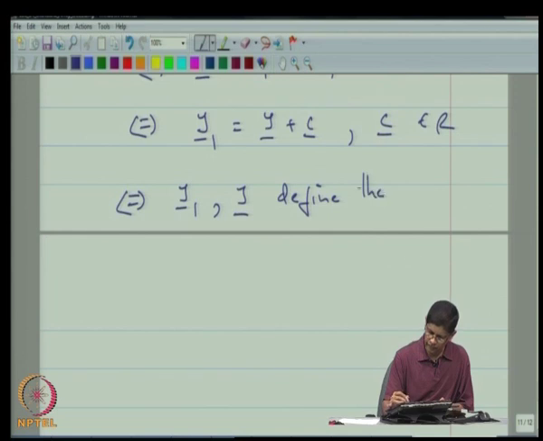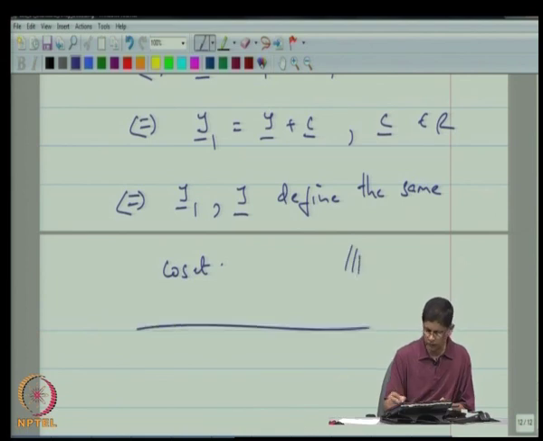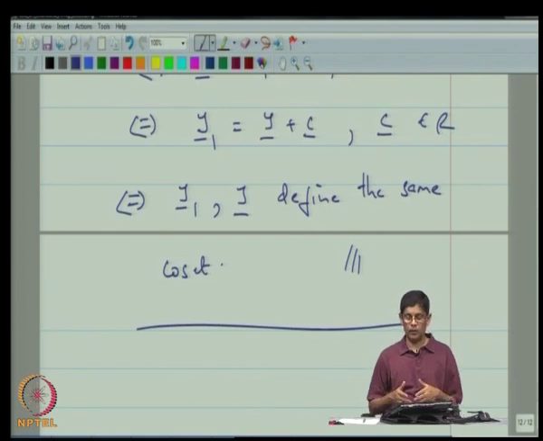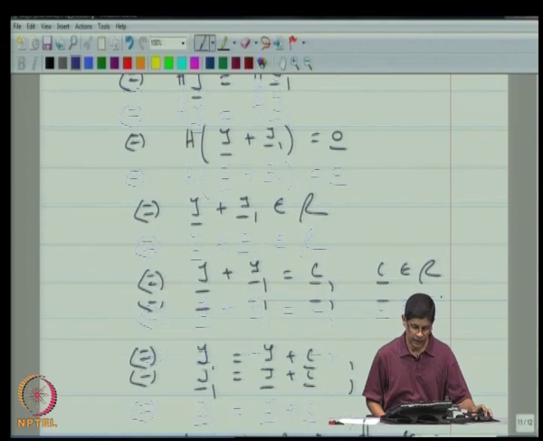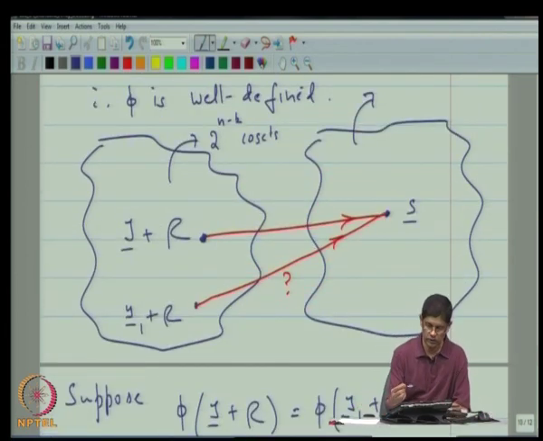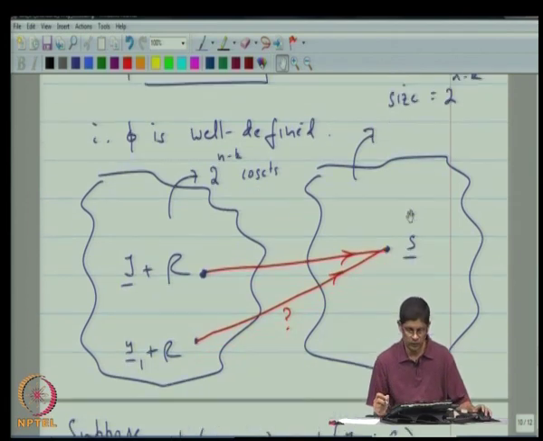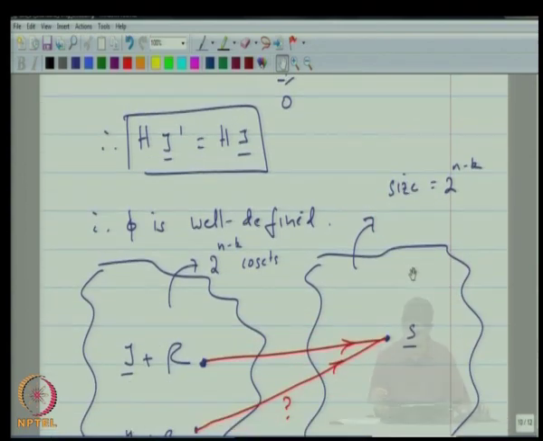So y1 and y define the same coset, and we are done, because what we have shown is that the only way y plus c and y1 plus c can map onto the same syndrome is if in fact they define the same coset. So, it is not possible to have a picture like this, because here you are actually looking at two different cosets, but we have just seen that the only way two cosets can map onto the same syndrome is if in fact they are the same. So, they cannot be distinct. So, there is a one-to-one correspondence, and that correspondence is given by this.